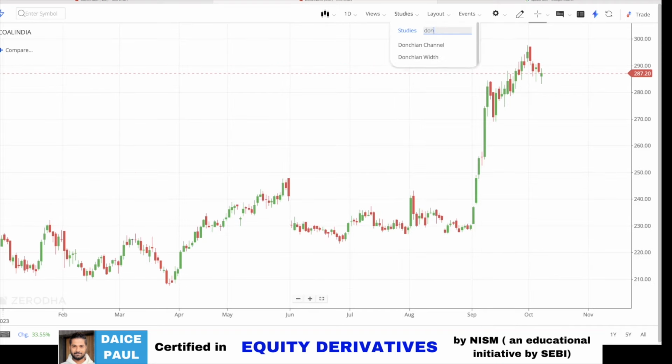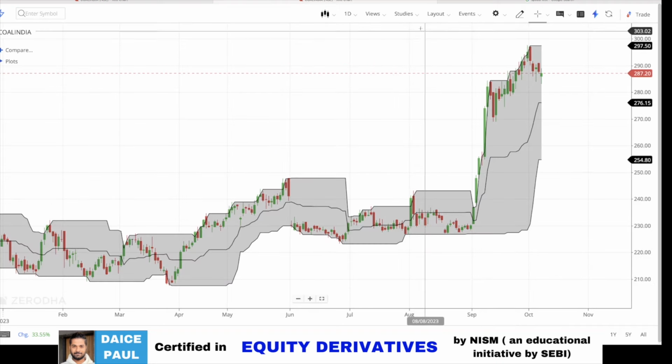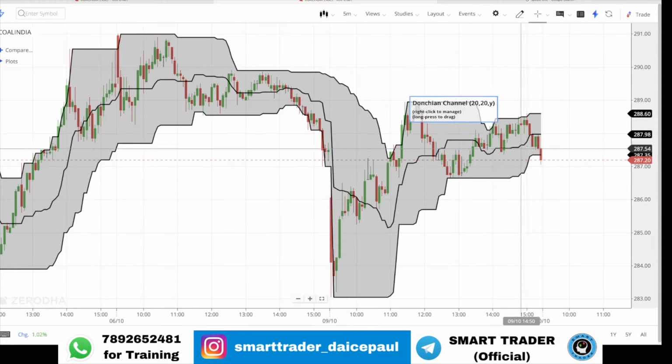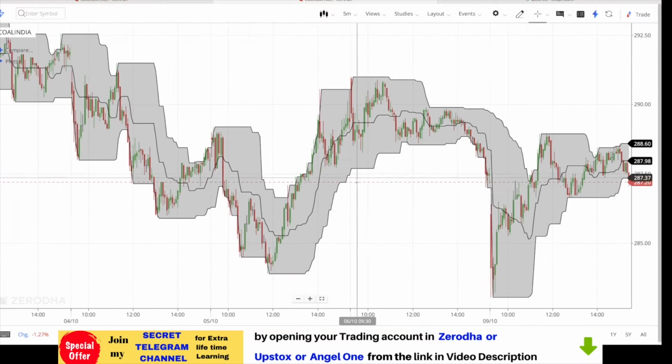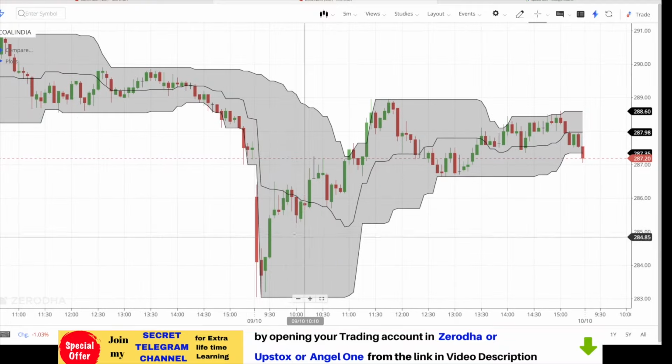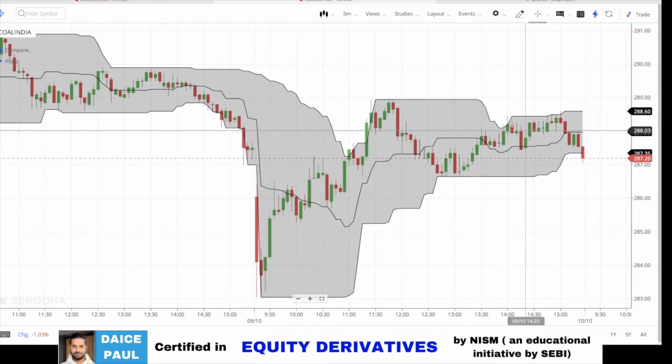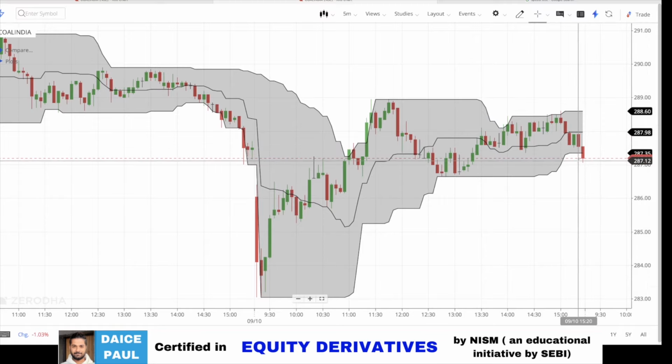The next one is the Donchian channels. The Donchian channel consists of an upper and lower boundary that represents the highest and lowest prices over a specific period. Using the Donchian channels for stop losses means exiting a trade when the price breaks out of the channel, indicating a potential trend reversal.